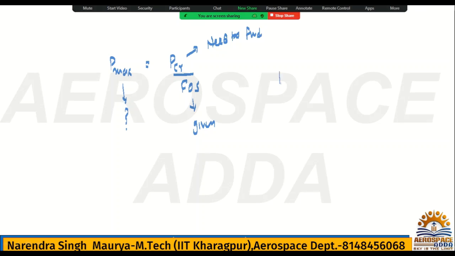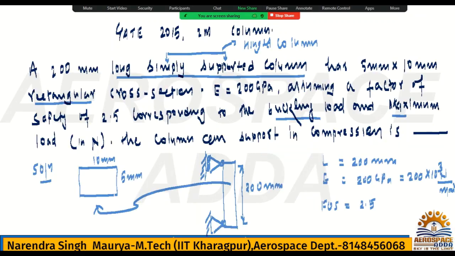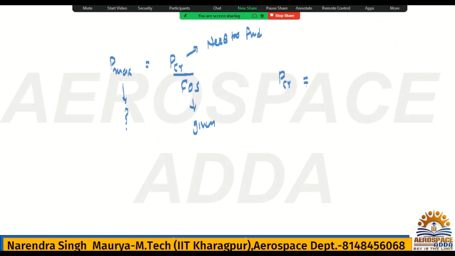Now, what is the PCR, the buckling load for the column? Check, this is nothing but a simply supported column, that means a hinged column. For the hinged column, both ends are hinged. This was the first case, and if you remember, the formula was pi square EI divided by L square. E they have given, length of column they have given, I you need to calculate.